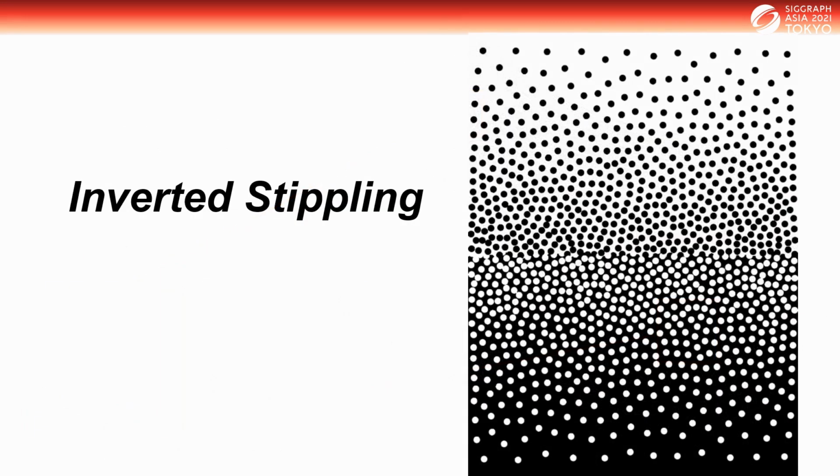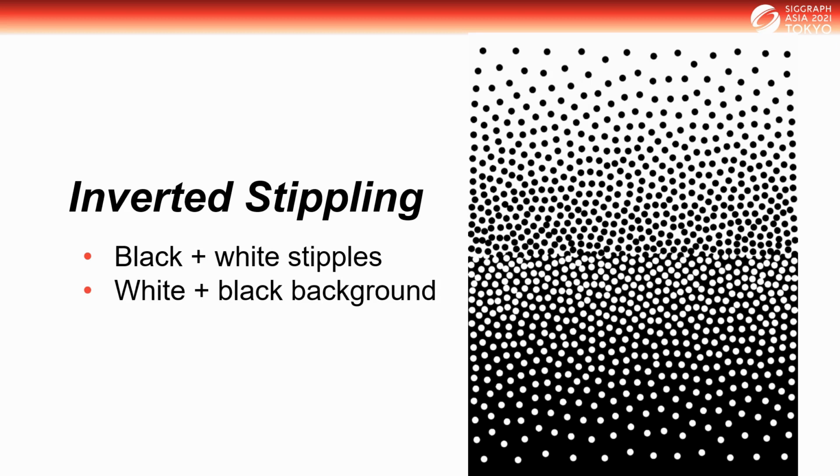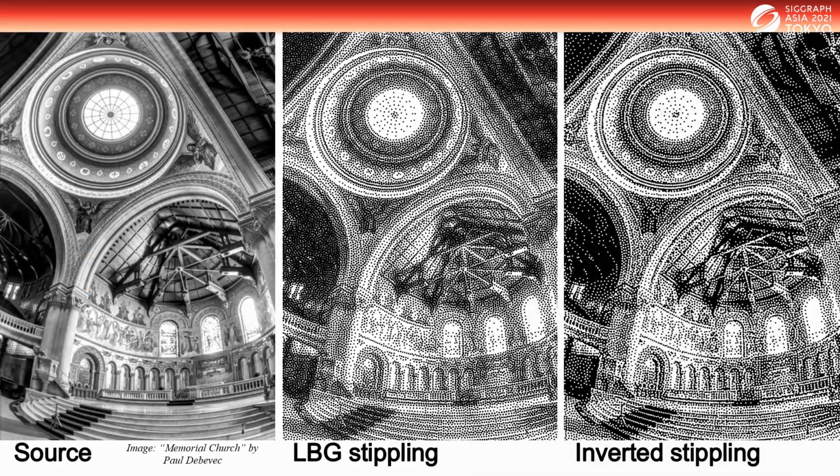Our key idea is to use both black stipples and white stipples together, to explicitly render the positive and negative space, and fill up the background with stipples for inverting areas. We call this idea inverted stippling. This allows us to stipple beautiful images that can preserve the structure and fine details in dark areas well.